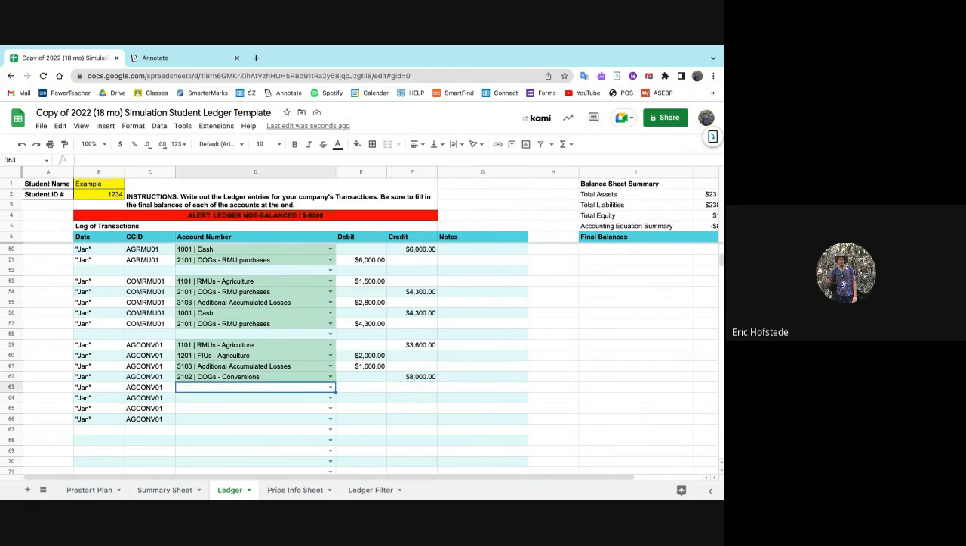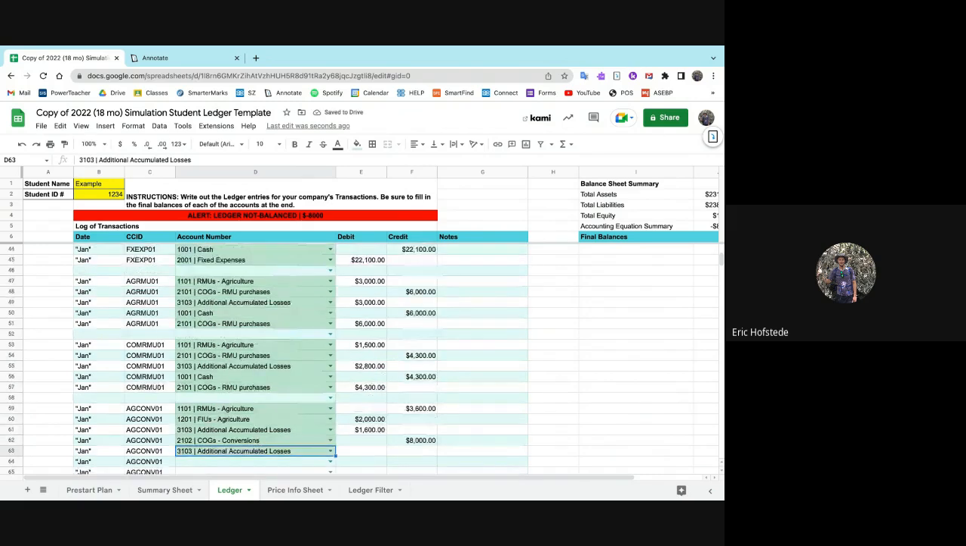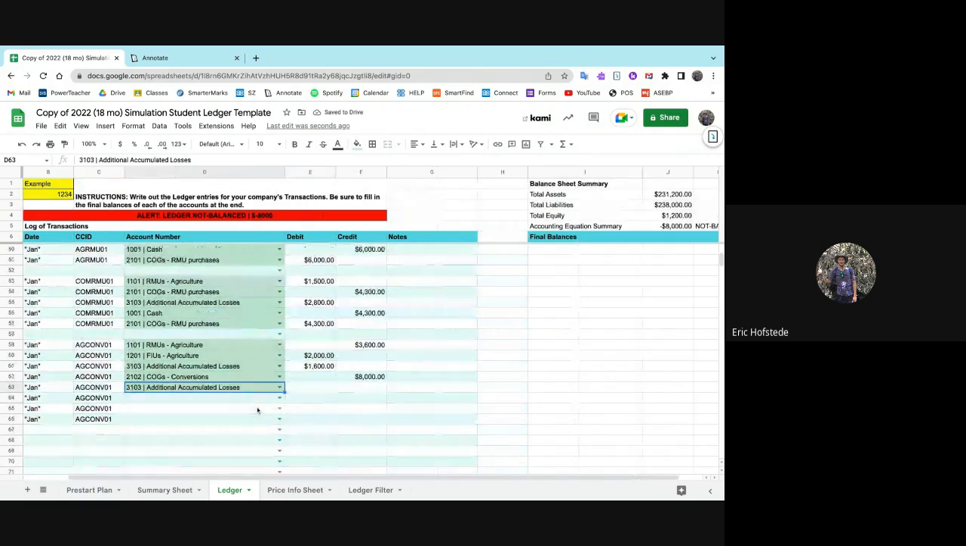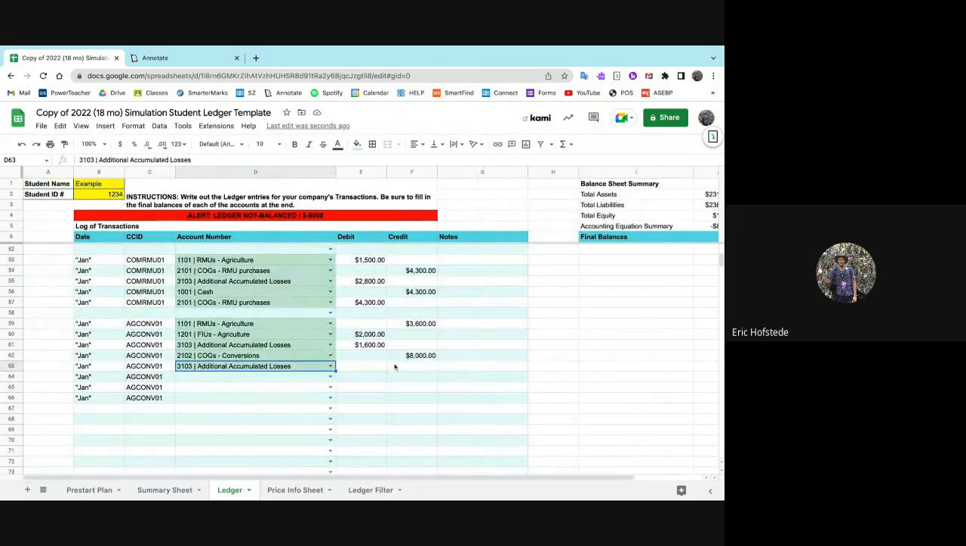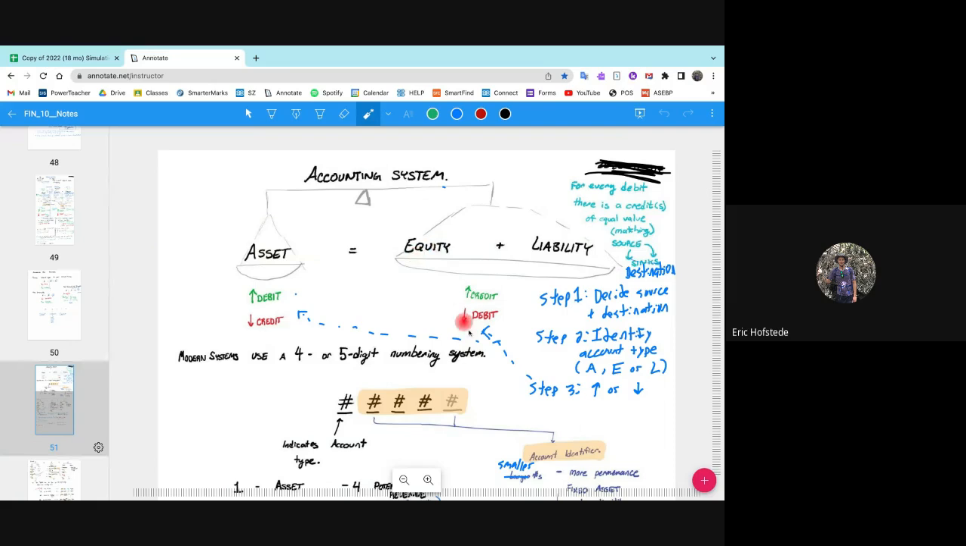All right, as that bill goes up, I get another loss. You'll notice that really at the start of the month, we got a bunch of losses. But don't worry, right around the corner, we're going to have a gain. So additional accumulated loss of 8,000. So my net worth went down by 8,000. My equity is debited.